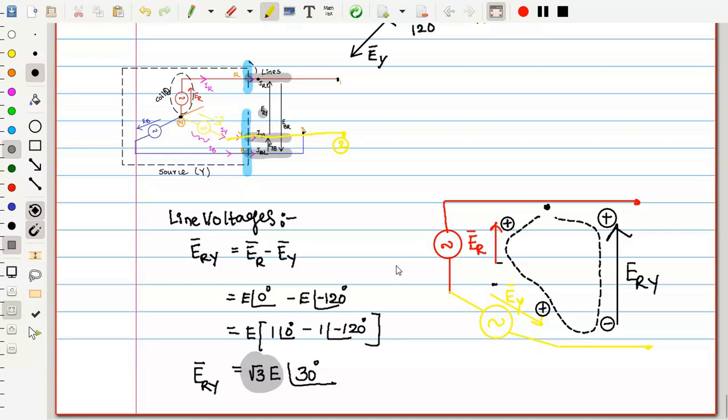So let me write here if you want. Mod of ERY. What does it represent? Magnitude of the line voltage. So I will put it like this: EL. Line voltage magnitude is equal to EL. EL is equal to root 3 times E. What is E? E is phase voltage magnitude. So if you want, you can create a notation for simplicity of understanding like this: root 3 EP. P means phase voltage, EP.